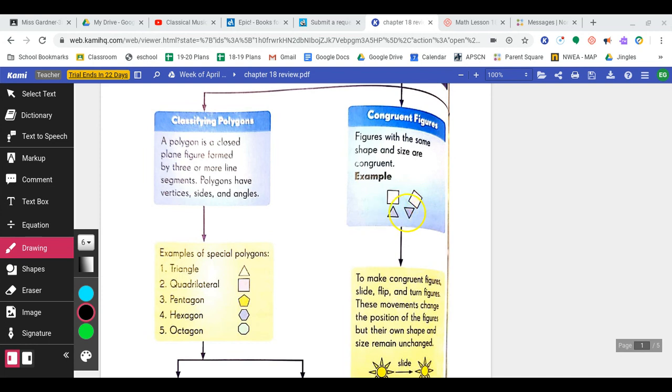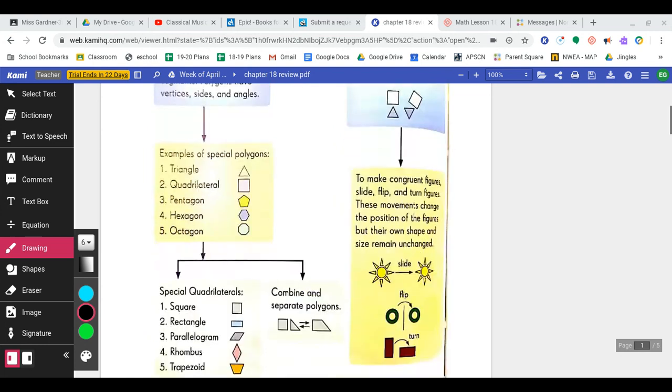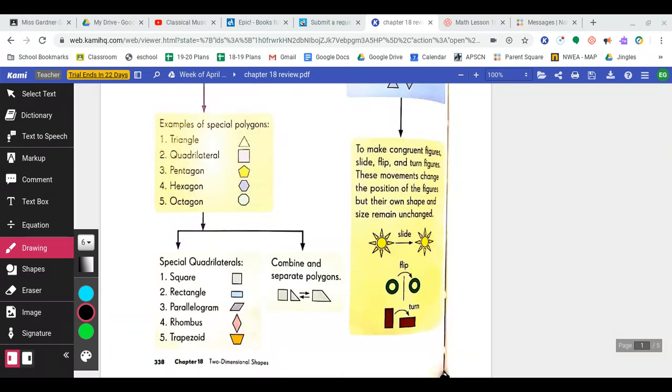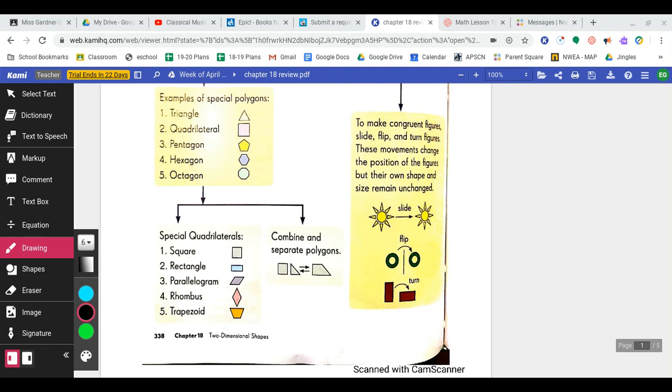And these triangles have also gone through a turn so that the vertex at the top is now pointing to the bottom. To make congruent figures, we slide, flip, and turn them. Those are the 3 terms we used for moving congruent figures. So this represents a side, and the arrow helps you to see that. Slide can also be up and down or diagonal. A flip is a mirror image.